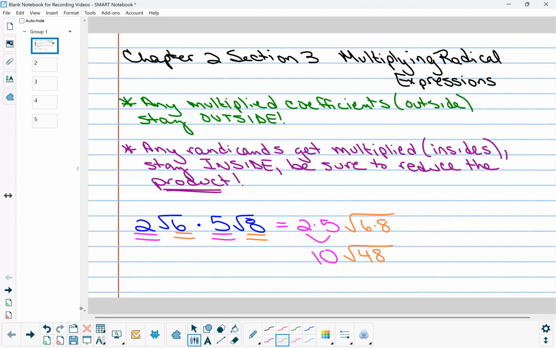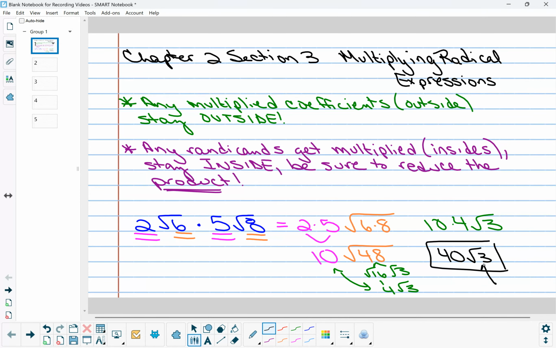Okay, so we're going to go and take the root of 48. And I'm going to go 16 and 3 just because that's simpler. This is a 4 rad 3. Remember that you're going to multiply these two things together. So I'm going to have a 10 times 4 radical 3, and we end up with a 40 radical 3.